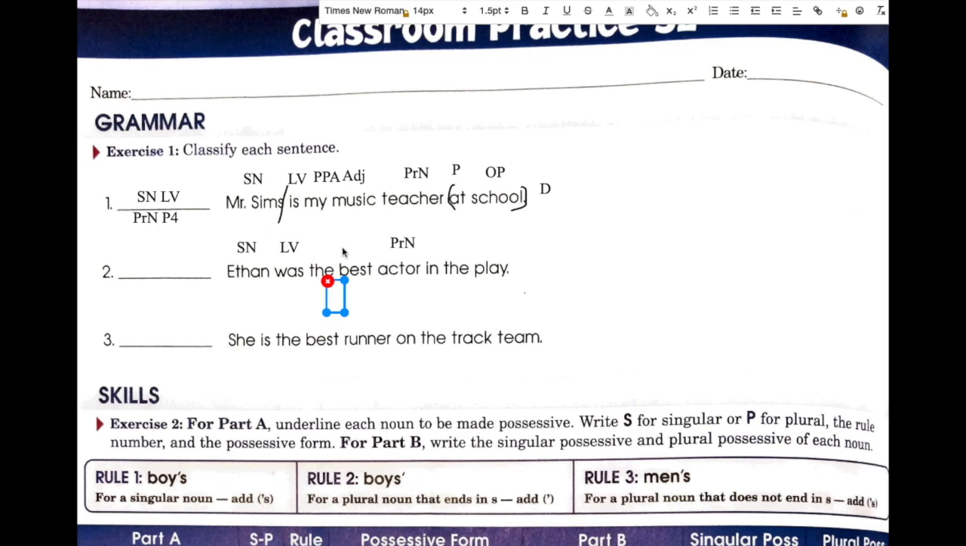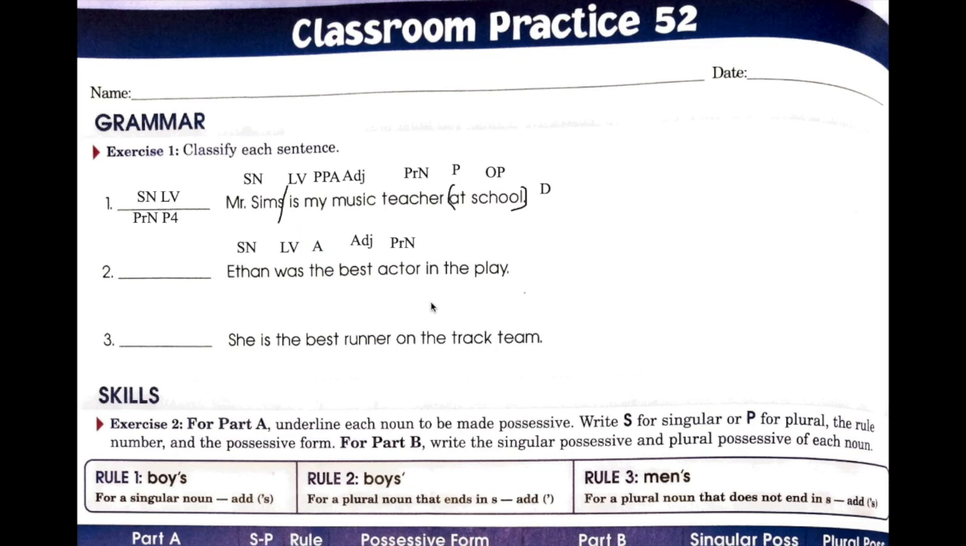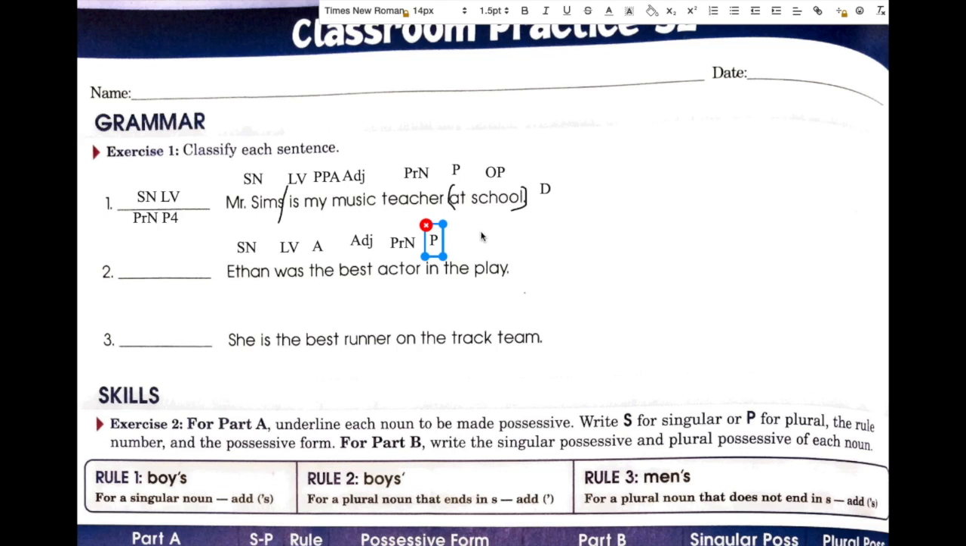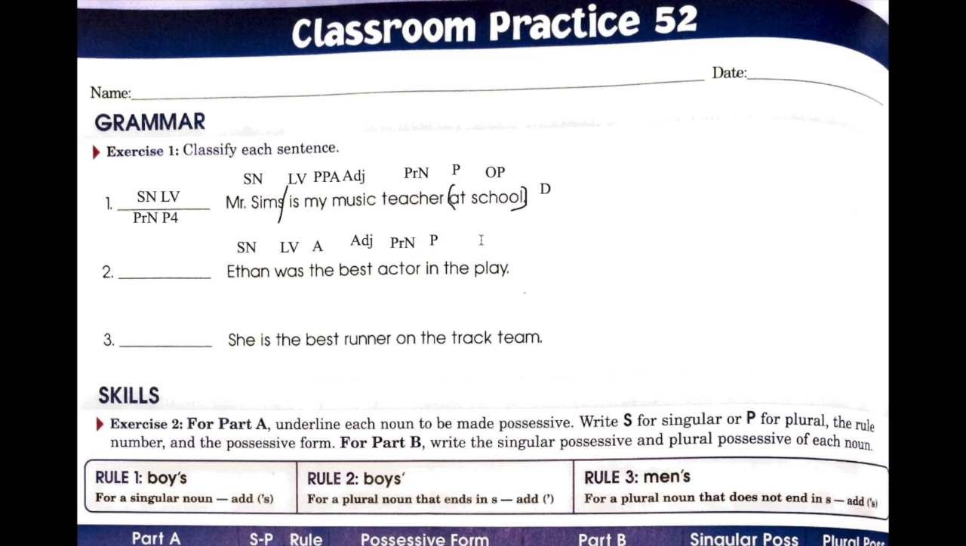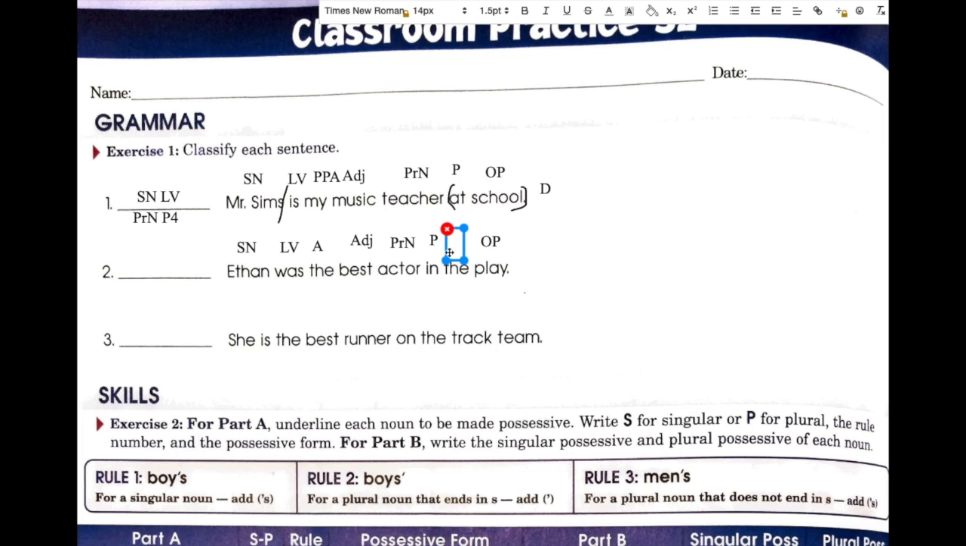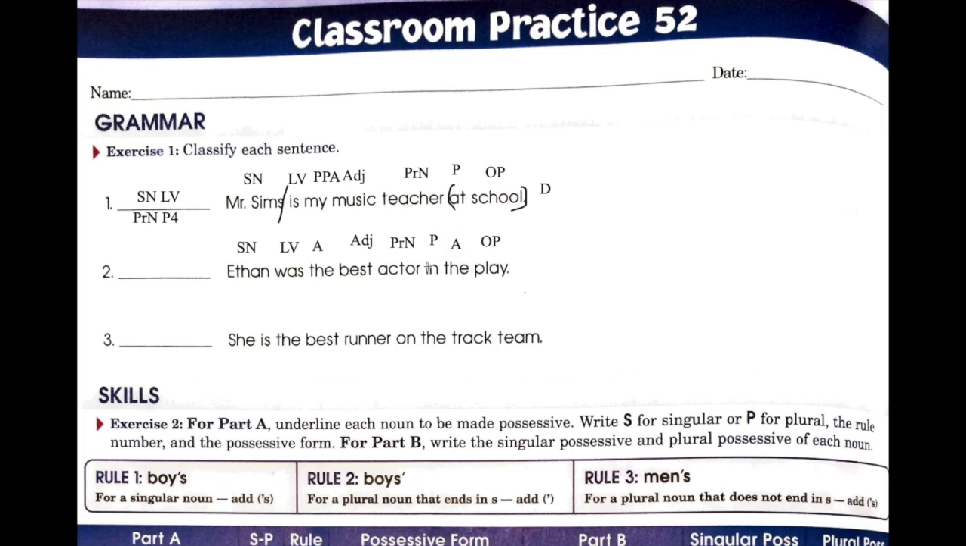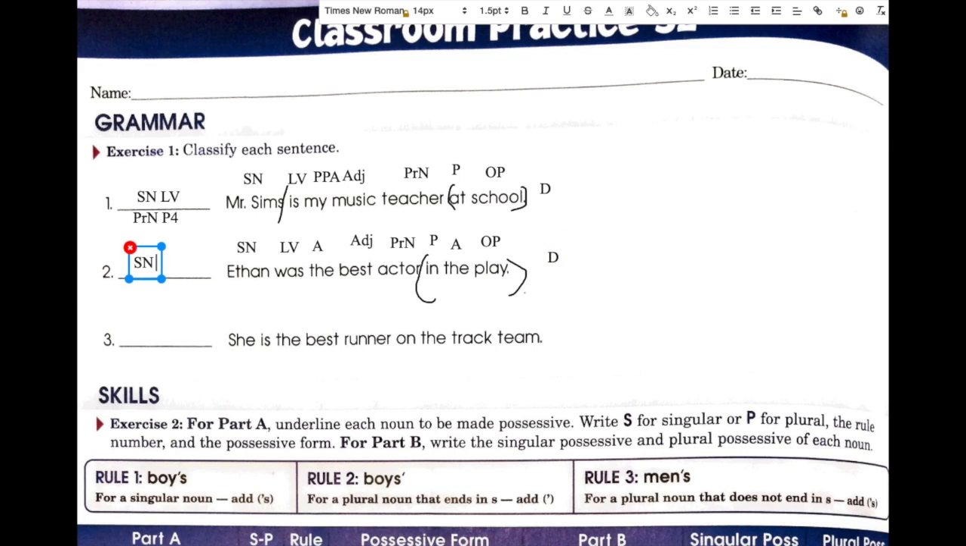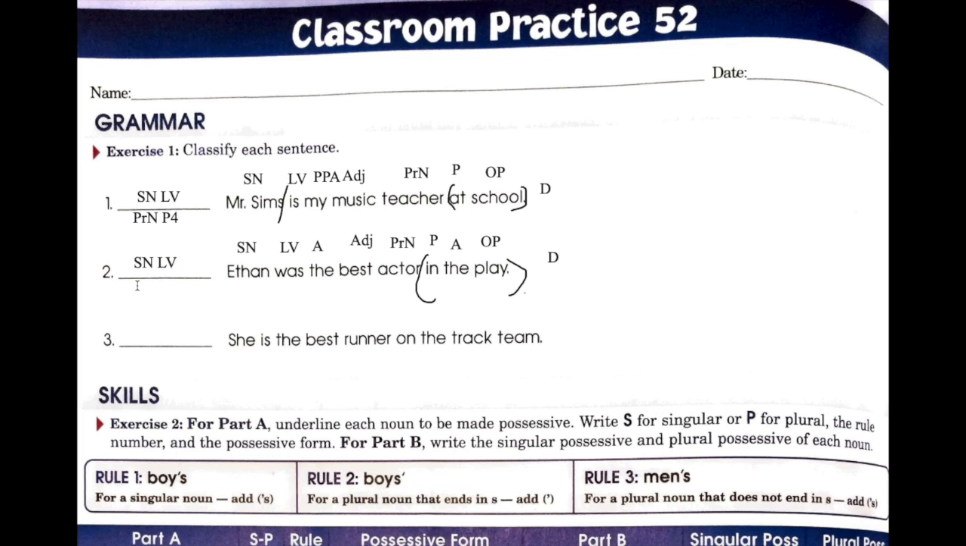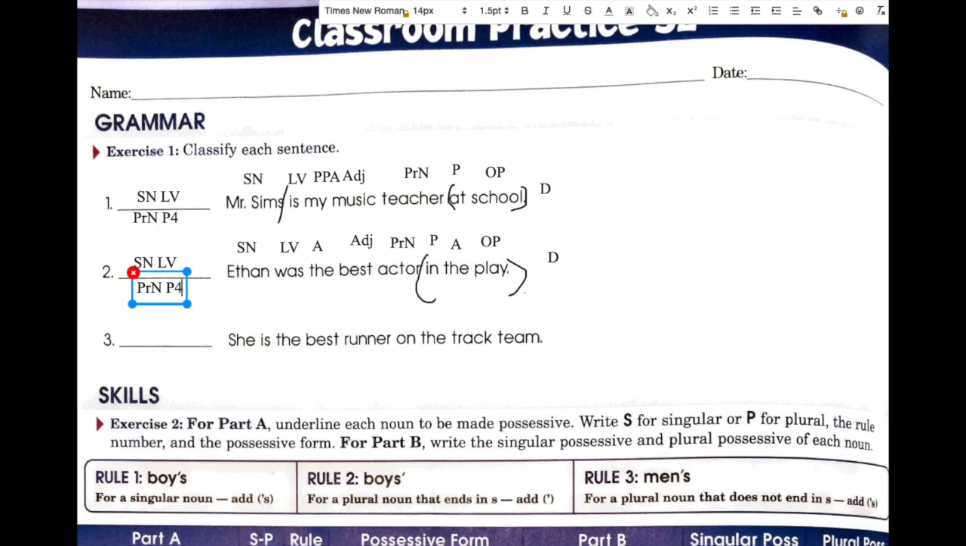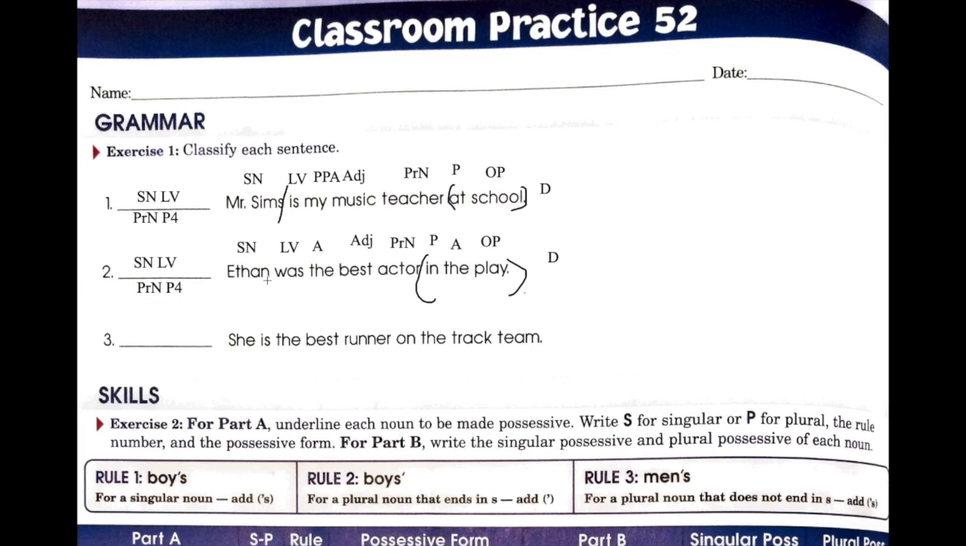What kind of actor? Best actor, adjective. The is an article adjective. In is always a preposition. In what? Play. Object of the preposition. The is always an article adjective. I'm going to put parentheses around our prepositional phrase. Period statement, declarative sentence. This is subject noun linking verb, predicate noun, pattern 4. Divide the complete subject from the complete predicate right where the verb is.